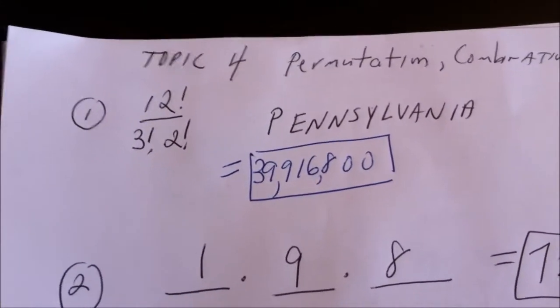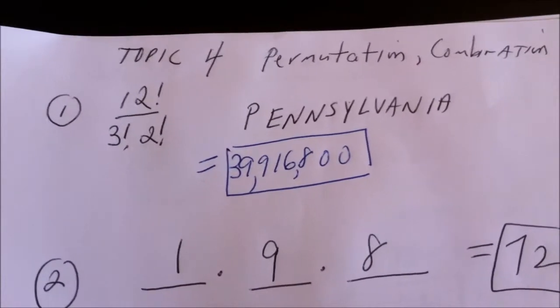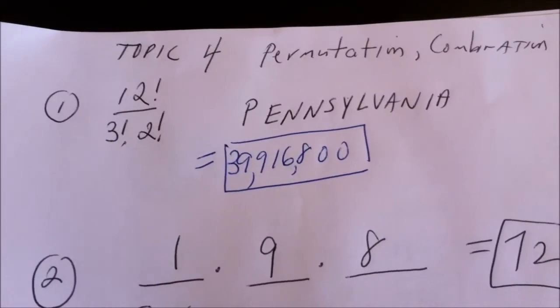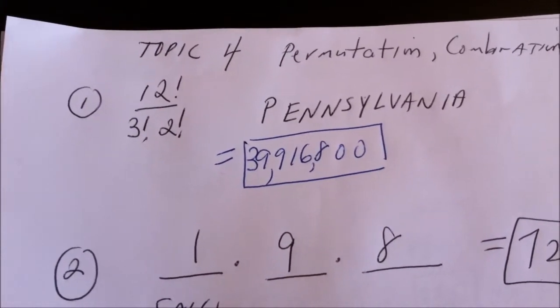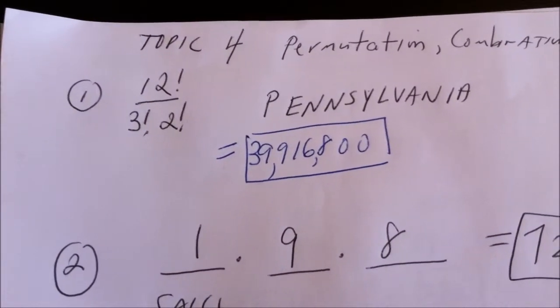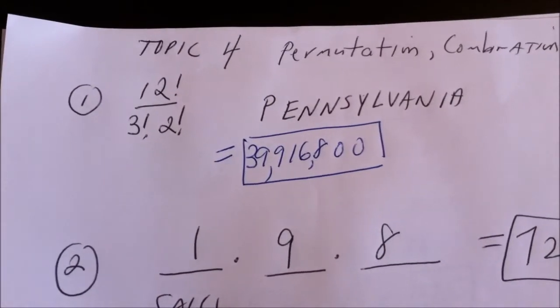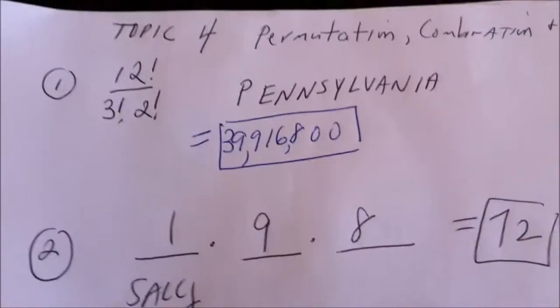Throw that in your calculator. Factorial key you find in math. Go over to PRB menu. I think it's number 4. Correct me if I'm wrong there. And you get your 39,916,800. So it's 39 mil there. A lot of combinations.